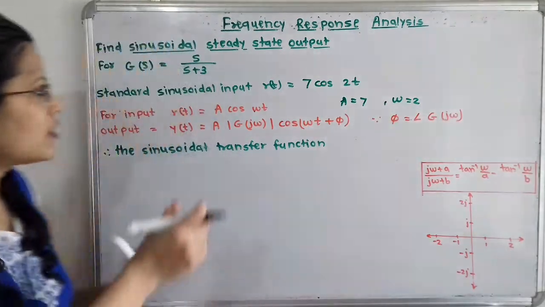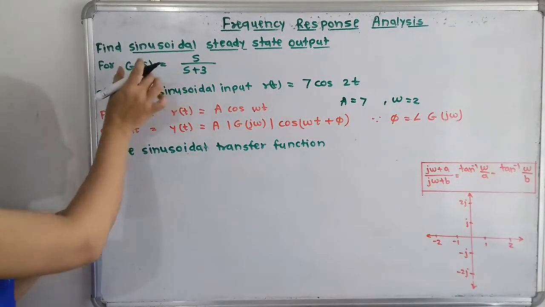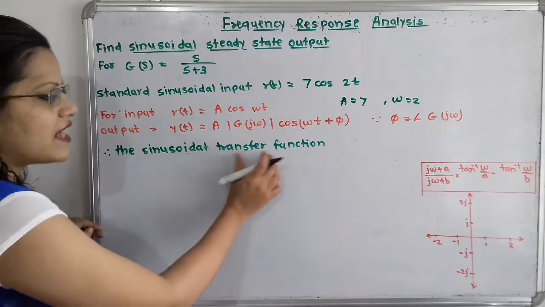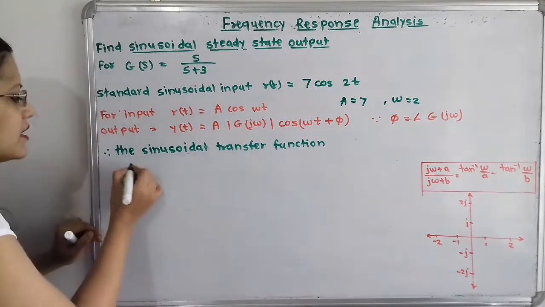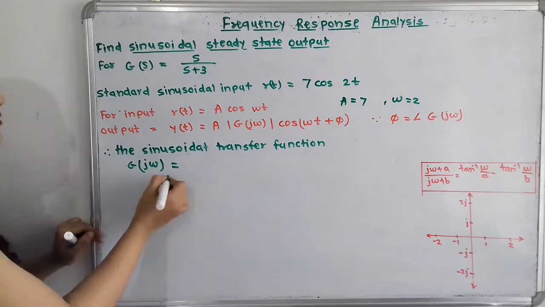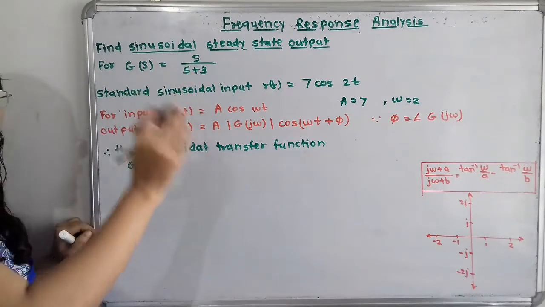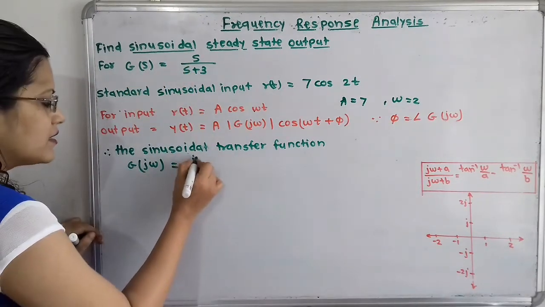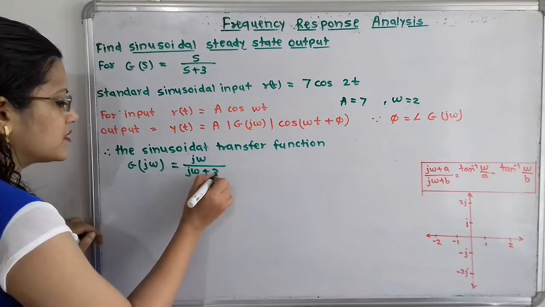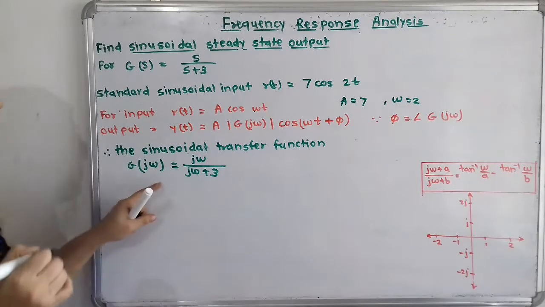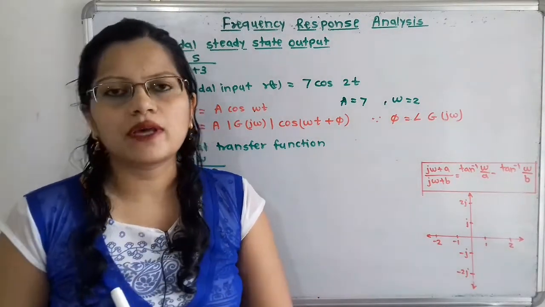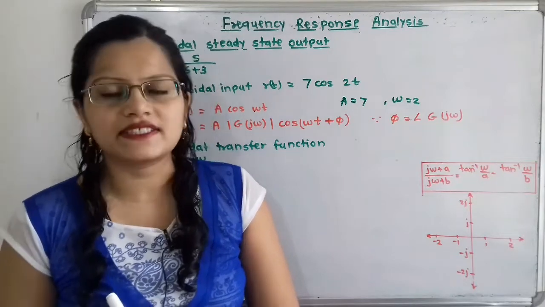So we have to convert this given system in the form of G(s) into the sinusoidal transfer function, that is G(jω). So how to convert this? Instead of s, simply put jω, that is jω divided by jω + 3. Now we will understand how to find out the magnitude as well as the phase angle.